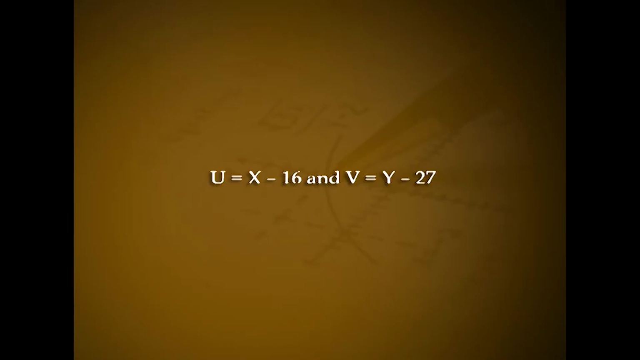We have the result that the correlation coefficient is independent of change of origin and scale. Hence, we can calculate the correlation between x and y by altering x and y by some linear transformation. Here, consider u equal to x minus 16 and v equal to y minus 27. The correlation between u and v is the same as the correlation between x and y. Correlation between u and v is equal to covariance of uv divided by standard deviation of u into standard deviation of v.